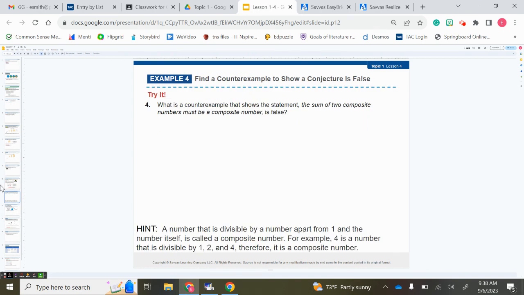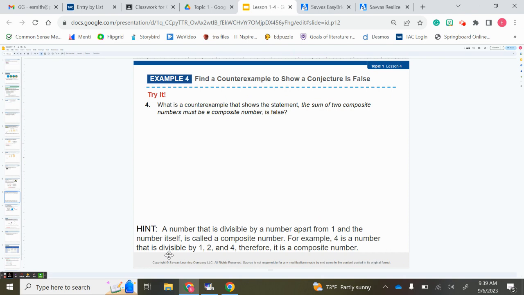All right, let's take a look at number 4. It says, what is a counterexample that shows the statement, the sum of two composite numbers must be a composite number, is false? So here's a hint. If you don't remember what a composite number is, it's a number that is divisible by a number apart from 1 and the number itself. So a prime number is only divisible by 1 and itself. A composite number, for example 6. 6 is divisible by 1, itself, and then 2 and 3. That's composite. However, 3 is prime because it's only divisible by 1 and itself. Okay? So give me a counterexample that proves this false.